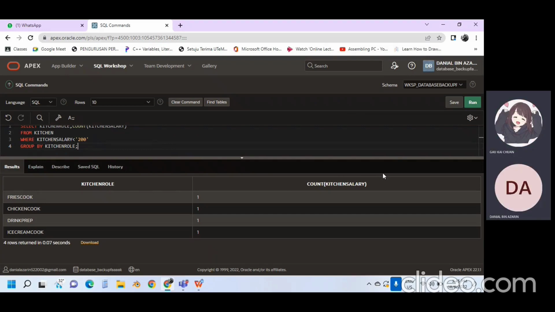So for the output, the first kitchen role is fries cook, and the count is 1. Then the second one is chicken cook, and the count is also 1. The third one is drink prep, and the count is 1. And the last one is ice cream cook, and the count is 1.